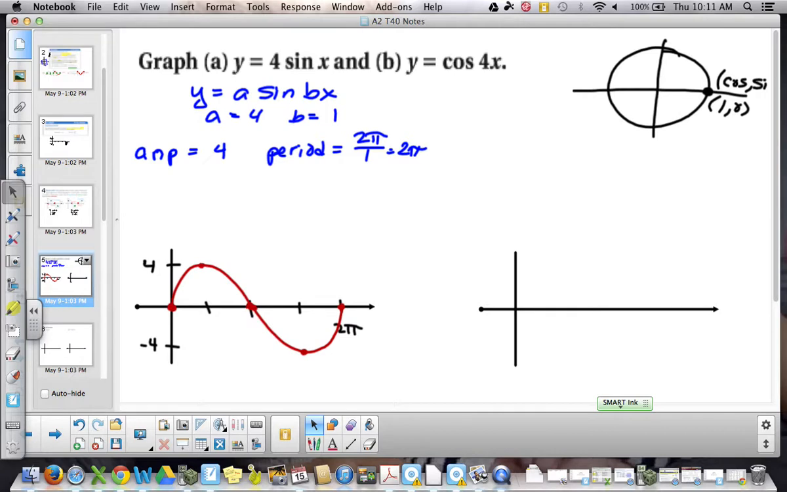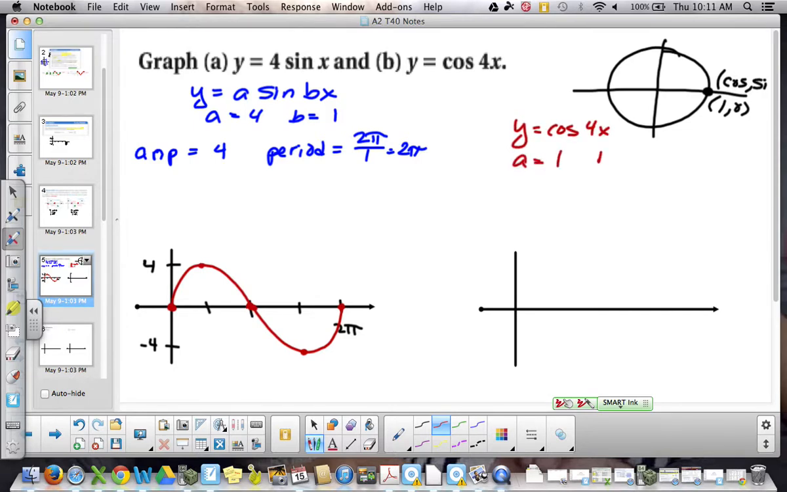All right, moving over to the second one, b. y equals cosine 4x. Here a is 1 and b is 4. So the amplitude is going to equal 1. The period length is going to be 2 pi divided by 4, which is pi over 2.